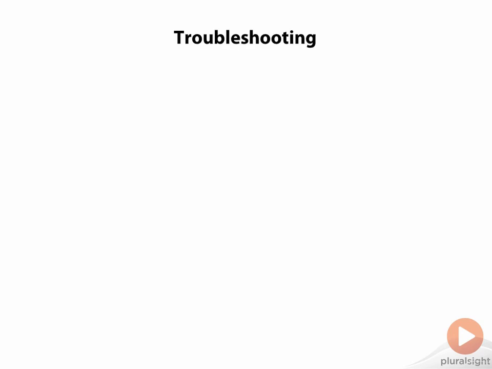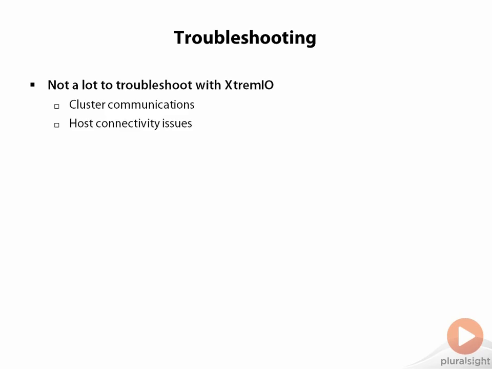So now we're getting toward the end of the course, and let's talk a little bit about troubleshooting and how to upgrade the XMCLI software. Troubleshooting is actually, like a lot of things here, pretty simple. There's not a lot to do. In fact, as of the 2.3 code, there isn't even a troubleshooting guide out from EMC.